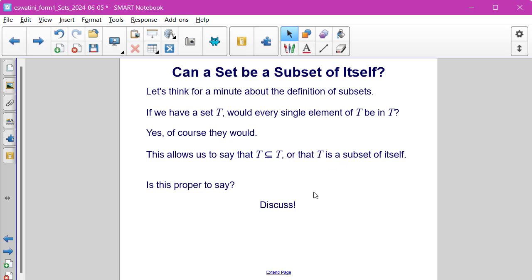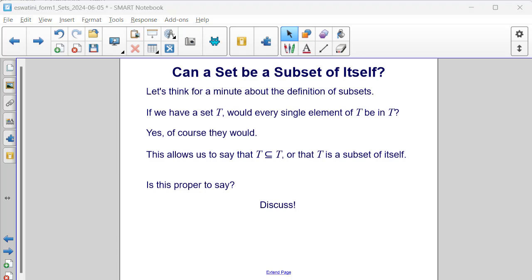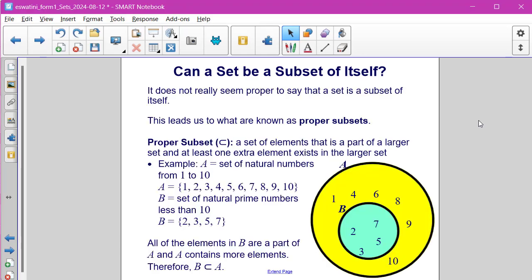But is this proper to say? Take a moment and pause this video and think about it, and when you're done, unpause it. It doesn't really seem proper to say that a set is a subset of itself. This leads us to what are known as proper subsets. A proper subset is a set of elements that is a part of a larger set, and at least one extra element exists in the larger set.